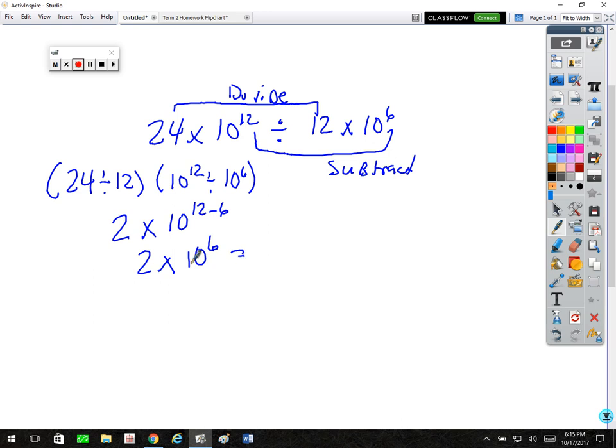Now we can actually do this one because this is a smaller number we can fool with. So 2, and since my decimal is here, I need to move it 6 places. Let's just add 6 zeros. 1, 2, 3, 4, 5, 6. Let's count. 1, 2, 3, 4, 5, 6. So my answer is 2 million. So 24 times 10 to the 12th power divided by 12 times 10 to the 6th power gives me this number in scientific notation and 2 million in standard form. So all you're doing is the same concept we did last week when we were working with our exponents.